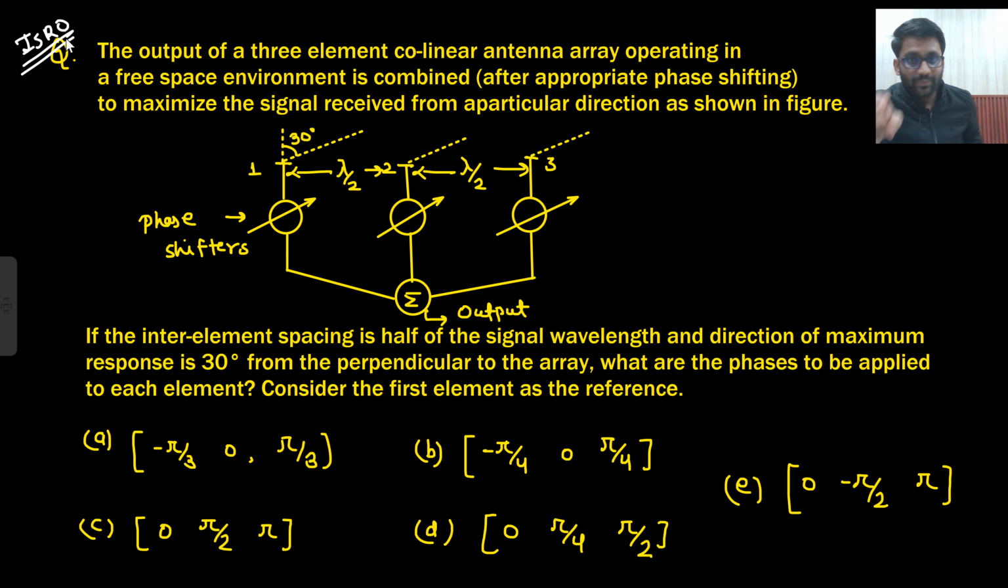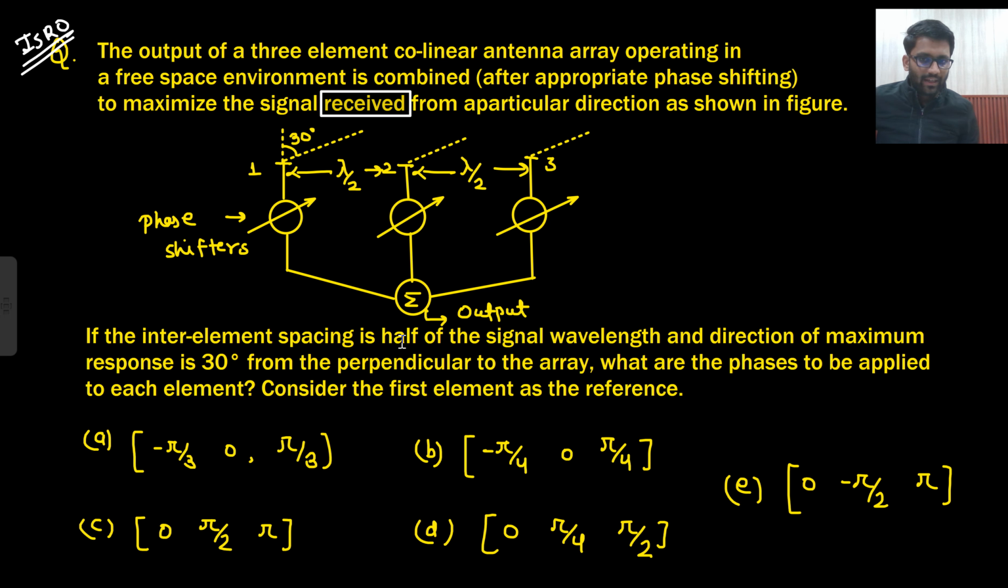So first, answer me this. Are these transmitting antennas or receiving antennas? By looking at the question, if you read it, let me know. The output of a 3-element collinear antenna array operating in free space environment is combined after appropriate phase shifting to maximize the signal received from a particular direction as shown. Signal received. So are they transmitting or receiving antennas? They are receiving antennas. So they are receiving the signal.